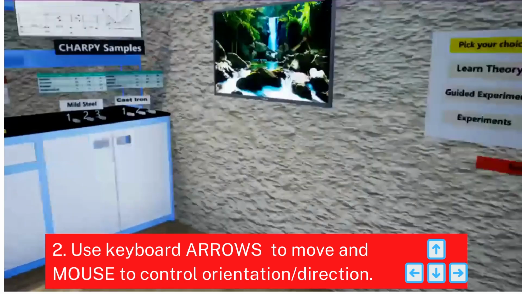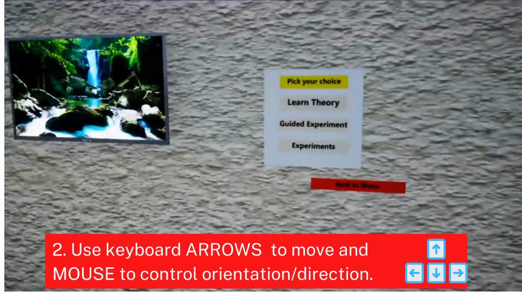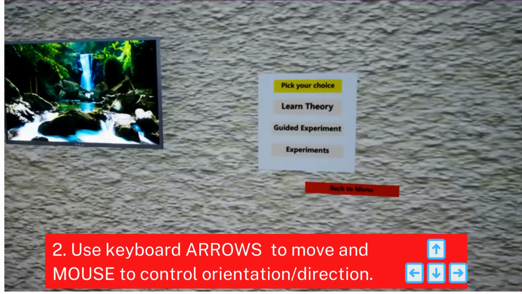Welcome. What would you like to learn today? Use keyboard arrows and mouse to move and control orientation and direction. Please select your option. Try moving around in this lab to practice control. You can come back to the menu for the next activity.